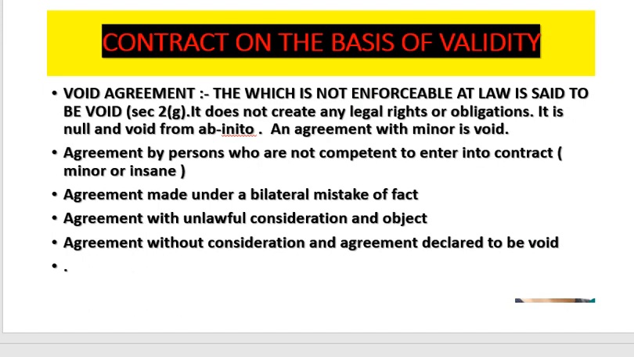An agreement with a minor is void. Agreements by persons who are not competent to enter into a contract, like a minor, an insane person, a lunatic, or we could say a person of unsound mind, or a person who is disqualified by the law, are void. An agreement made under a bilateral mistake of fact, an agreement with unlawful consideration and object, and an agreement without consideration are also declared to be void.